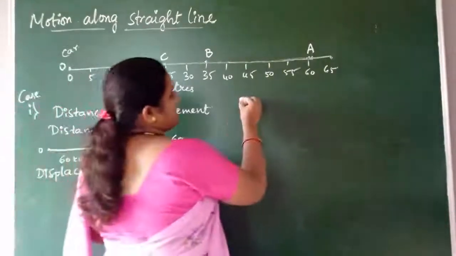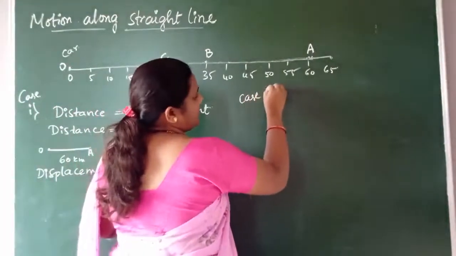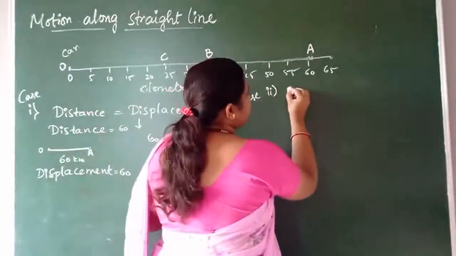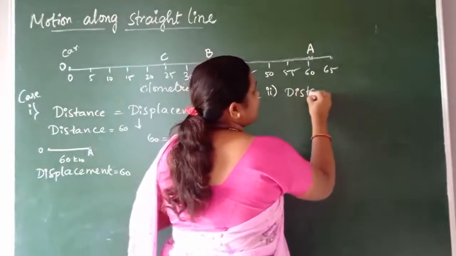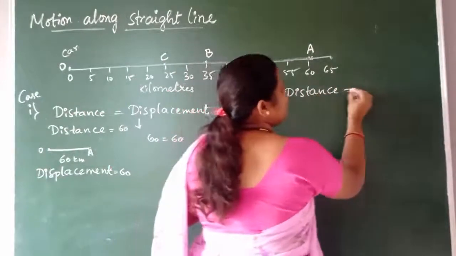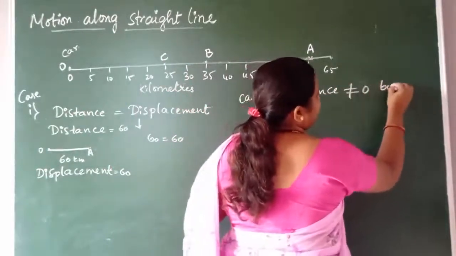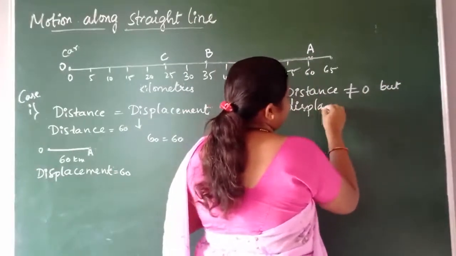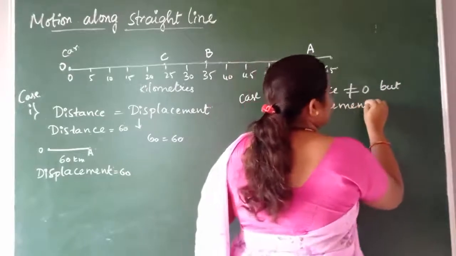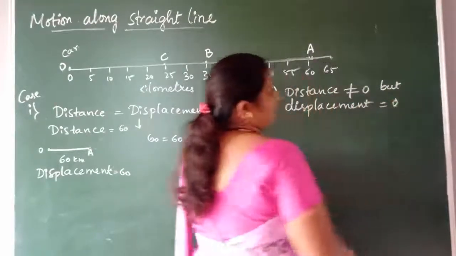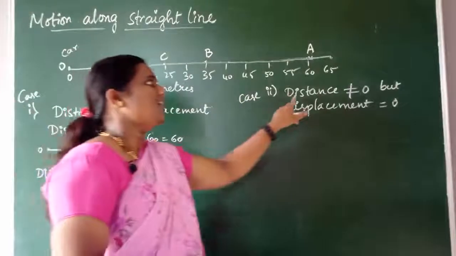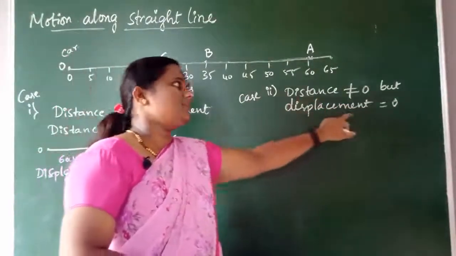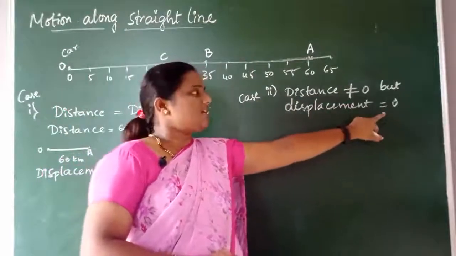And in the next case, case number 2. Distance cannot become 0, but displacement can become 0. Understanding, children? What is the meaning here? Distance is some numerical value we are going to get, but displacement in that case we can get 0.